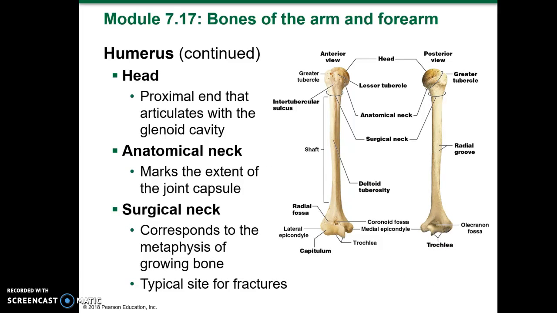The head of the humerus is the proximal end that articulates with the glenoid cavity. The anatomical neck marks the extent of the joint capsule, and as I've mentioned before, it's not really much of a neck, not like down at the femur. And we also have what's called the surgical neck, which corresponds to the metaphysis of a growing bone. It's a typical site for fractures.